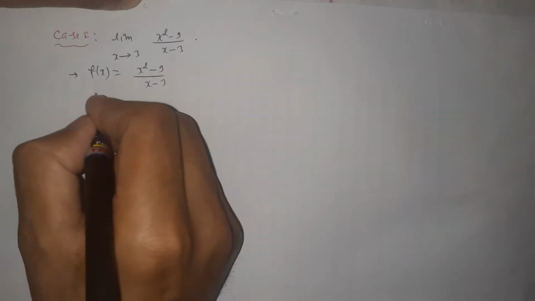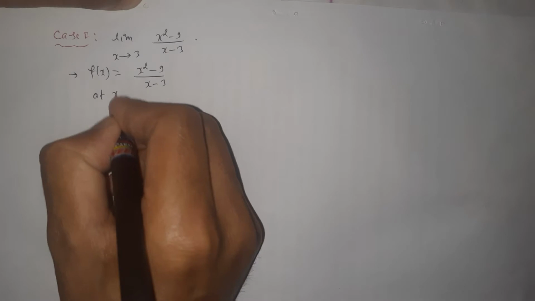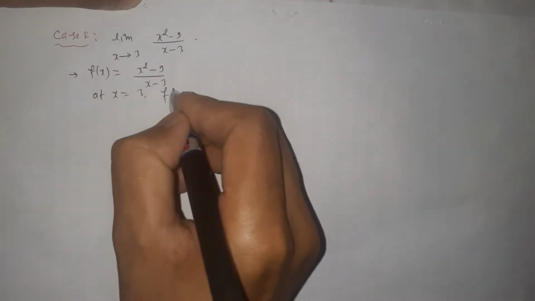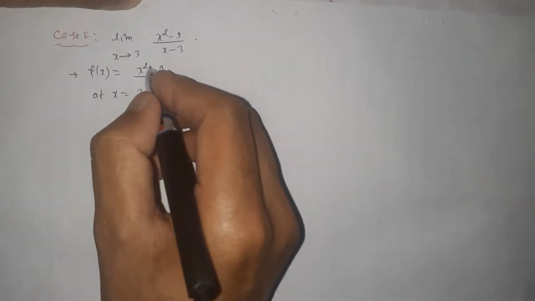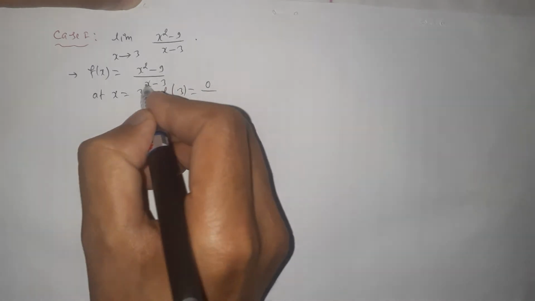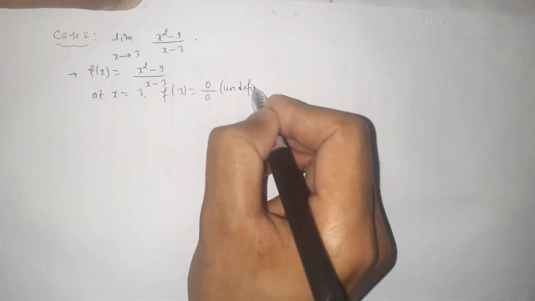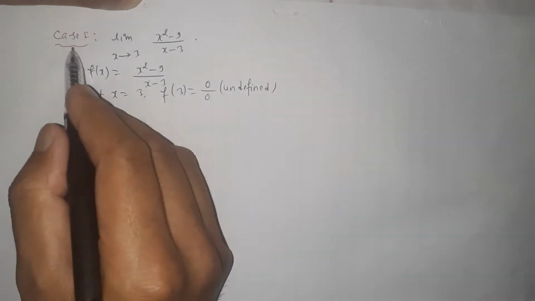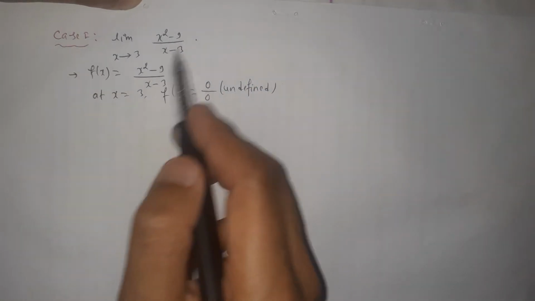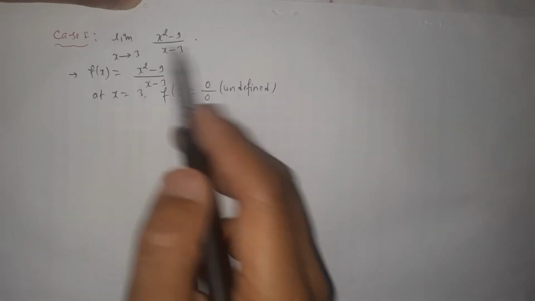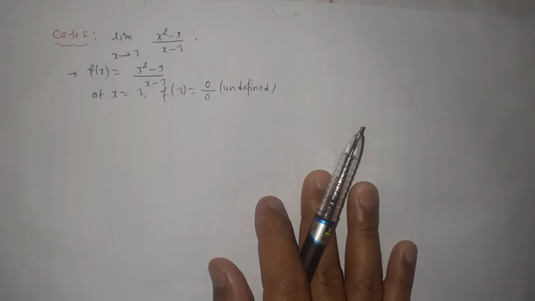So, checking whether the function is defined at x equals 3. The functional value at x equals 3 is f of 3. This can be calculated here: 3 square is 9, 9 minus 9 gives 0. Here 3 minus 3 gives 0, which is undefined. In case first, we take a function such that it is undefined at the point at which the limit is going to be calculated. This is the first case.